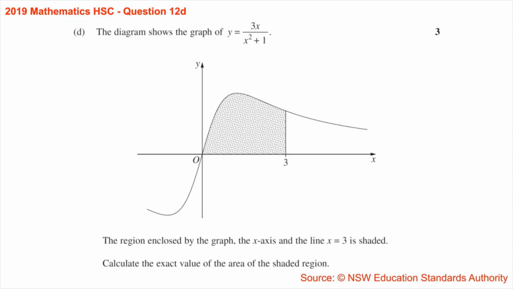Question 12d. The diagram shows the graph of y equals 3x over x squared plus 1. The region enclosed by the graph, the x-axis, and the line x equals 3 is shaded. Calculate the exact value of the area of the shaded region.